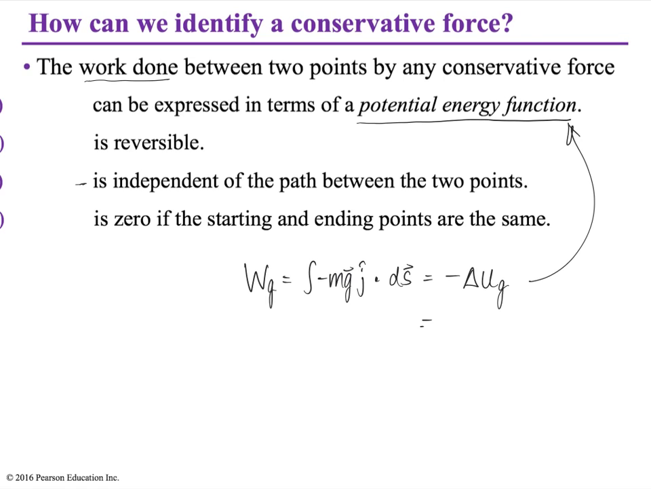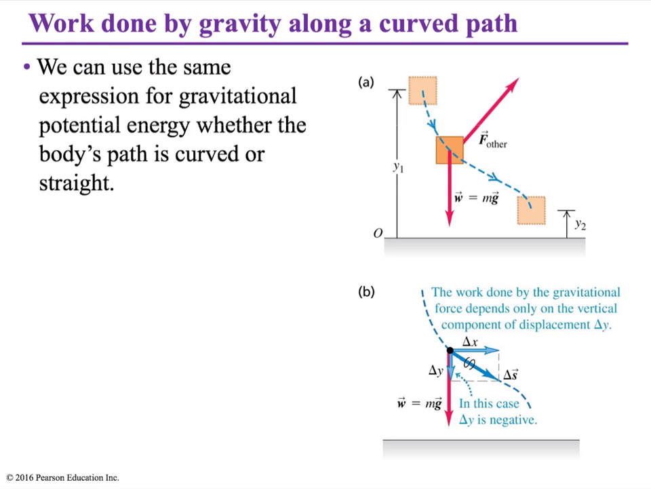If you remember what this expression looked like here, it was mg y initial minus mg y final. This only depends on the initial and the final points. There's nothing in this expression that talks about what happened in between those 2 points, and that's what we mean when we say it's independent of the path. It only depends on the endpoints. And because it only depends on the endpoints, if your endpoint and starting point are the same, then the work done is going to be equal to 0. So all of these are qualities that help us identify a conservative force.